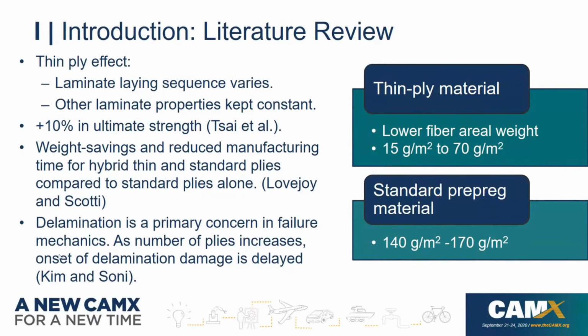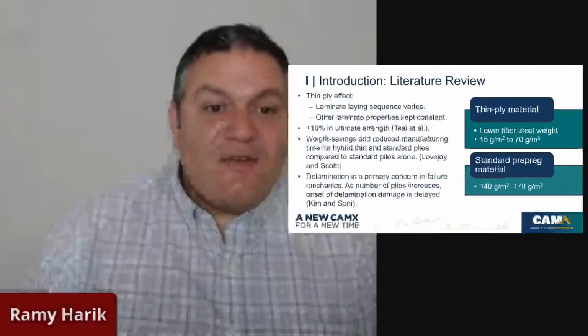So taking a look into this, instead of using the standard prepreg material, we're going to go ahead and propose using a thin-ply material that has lower fiber areal weight, ranging from 15 GSM to 70 GSM. And in this paper, what we are actually trying out is 30 GSM and 70 GSM. With thin plies, first of all, there is an effect where definitely the laminate laying sequence is going to change. It's not going to remain the same. However, there are tons of benefits.